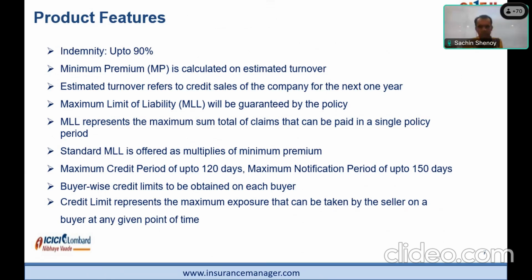Maximum notification period is 30 days more than the maximum credit period. This timeline is provided to file the overdue, to file the claim with the insurance company. Then a buyer-wise credit limit is to be obtained for each buyer. You need to make sure wherever you're extending credit, you have a buyer limit in place. For that, we have an online portal where you can see all the buyers which are covered and the exposure which the insurance company is obliged to take.